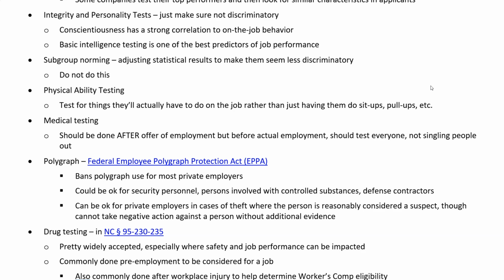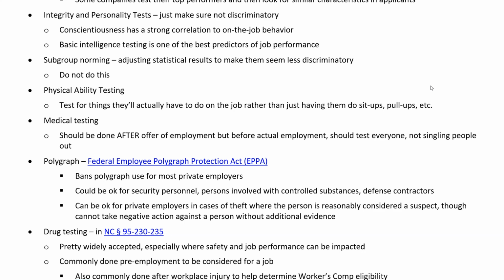If the test has been validated, if everything is okay, and if it's in line with business necessity, and if we find out later there's a discriminatory impact and there's no less discriminatory alternative, then again, it might just be what it is.